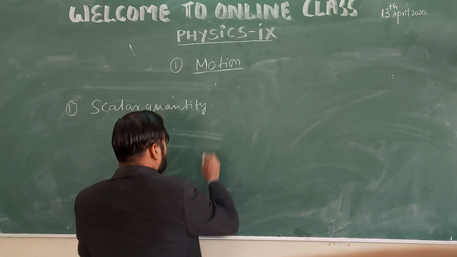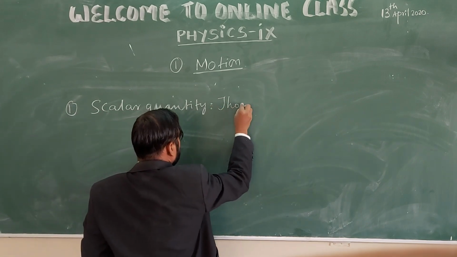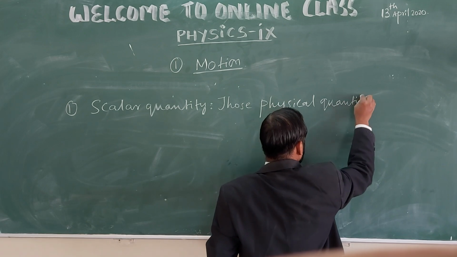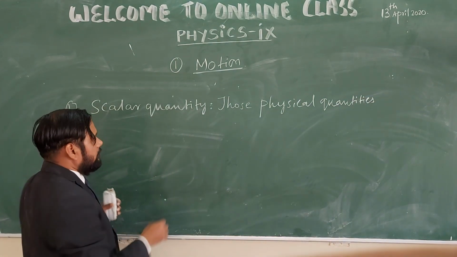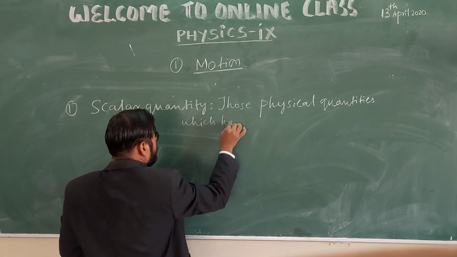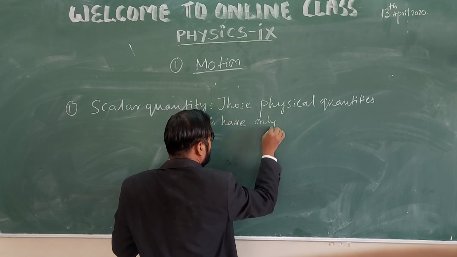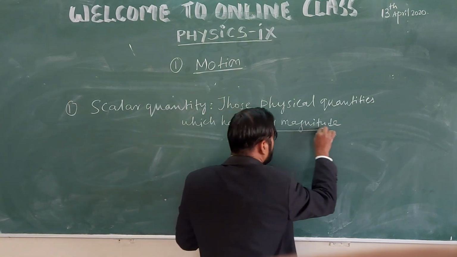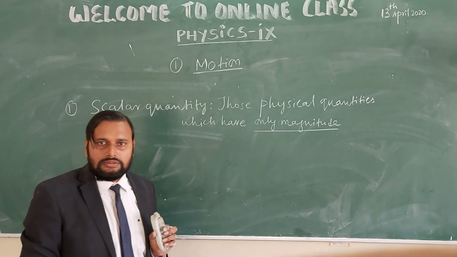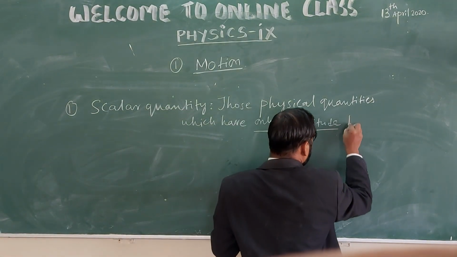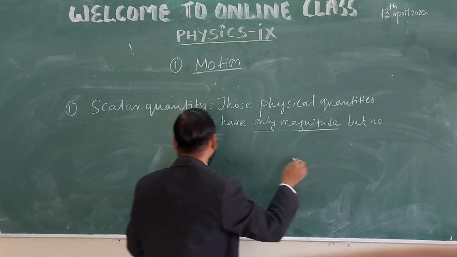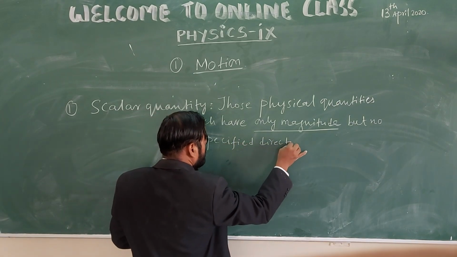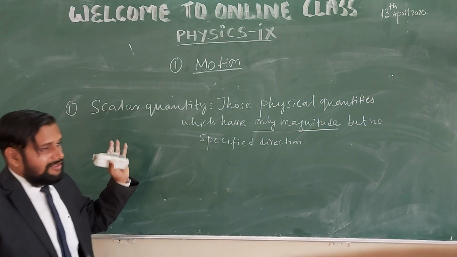Scalar quantity. Write: those physical quantities which have only magnitude, but no specified direction, is called a scalar quantity.